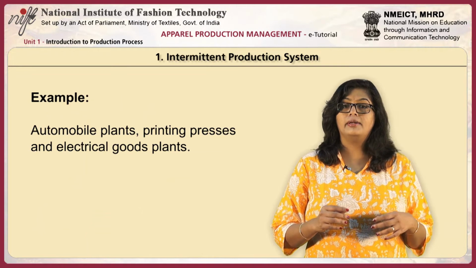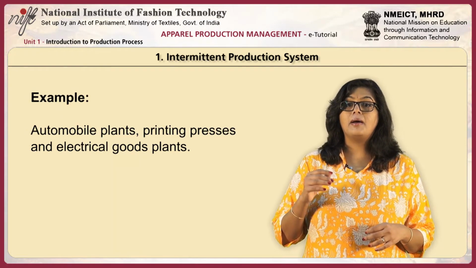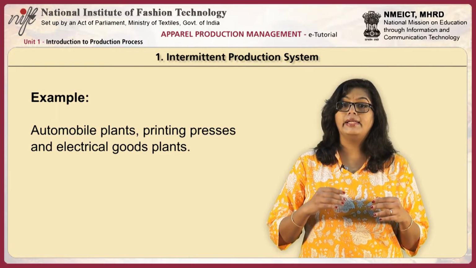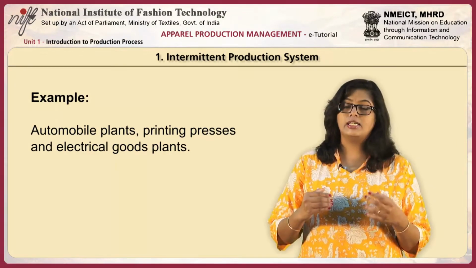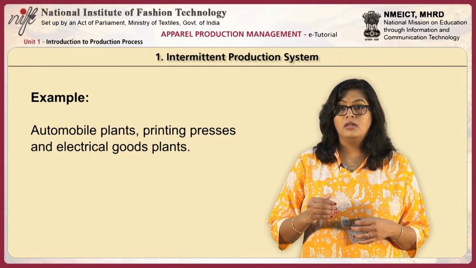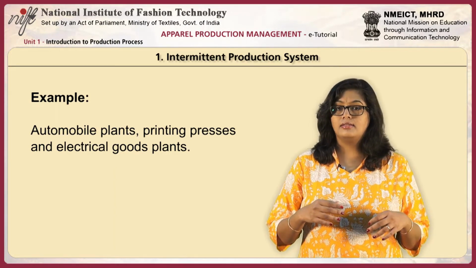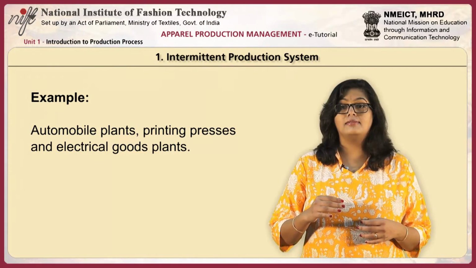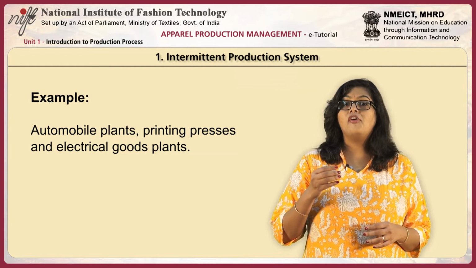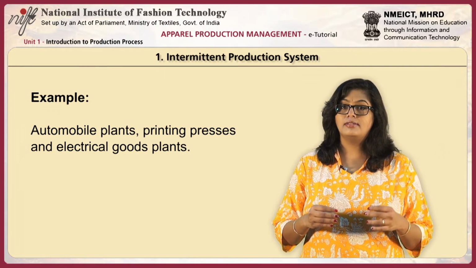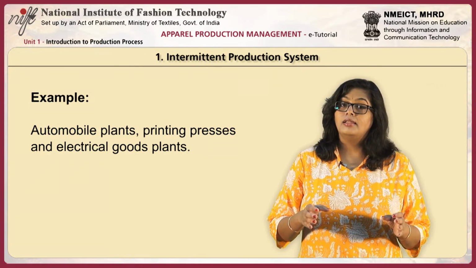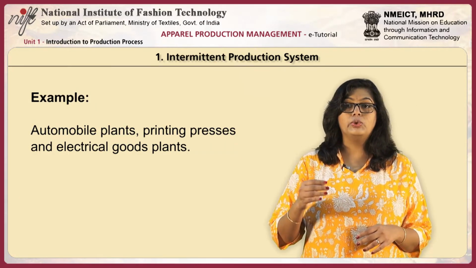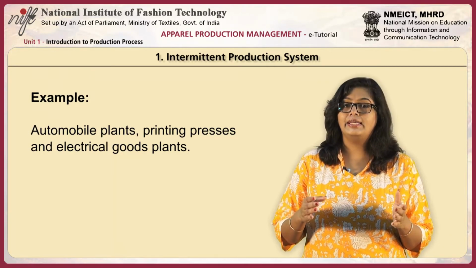Example would come under components that are made for inventory, but they are combined differently for different customers. Automobile plants, printing presses, electrical good plants are examples of this type of manufacturing system. Intermittent production system can also be used for customized products.